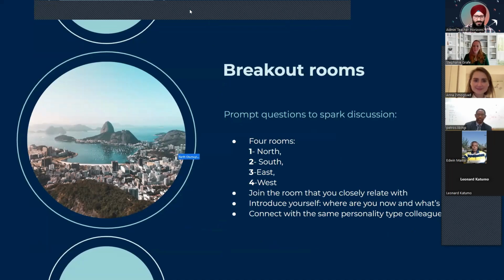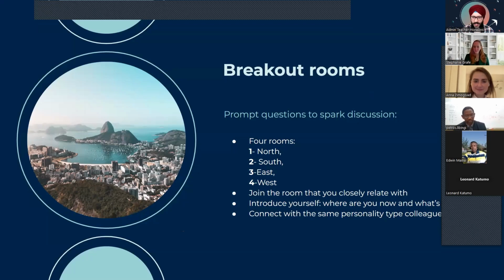Moving on to breakout rooms. We're doing something different this time because the theme is collaboration and personality types. So I'm going to create 4 rooms. Room number 1 will be north, room number 2 is south, room number 3 is east, room number 4 is west. If you align most with north, please join room number 1. If you're south, 2. If you're east, then 3. If you're west, then room number 4. You will have the choice to join whatever room you want, so make sure you do that.